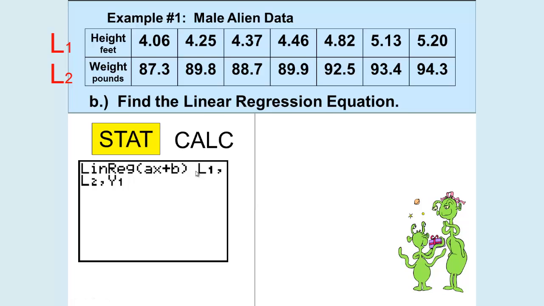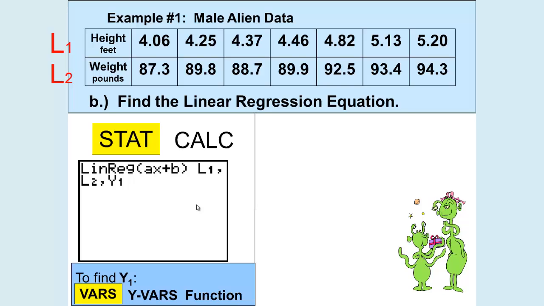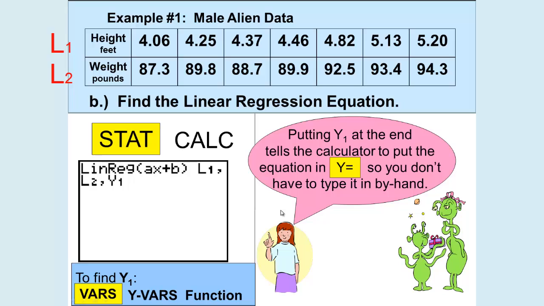And then you will type in list 1, then a comma, list 2, then a comma, and then we'll want to type in the Y1. To find Y1, we will press the key vars, then arrow over to Y-vars, and then function. Putting Y1 at the end tells the calculator to put the equation in Y equals, so you don't have to type it in by hand. This stores the equation so we don't have to type it ourselves.